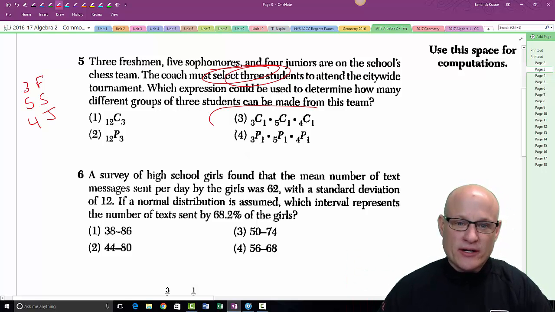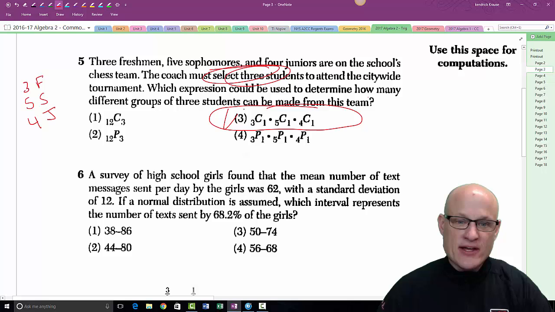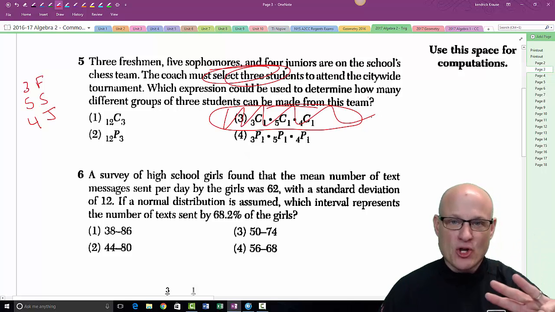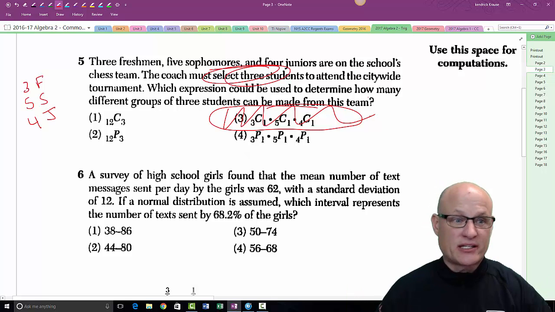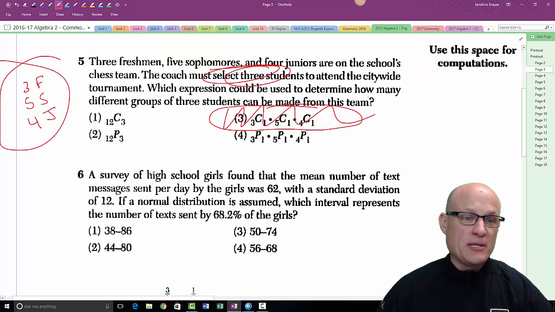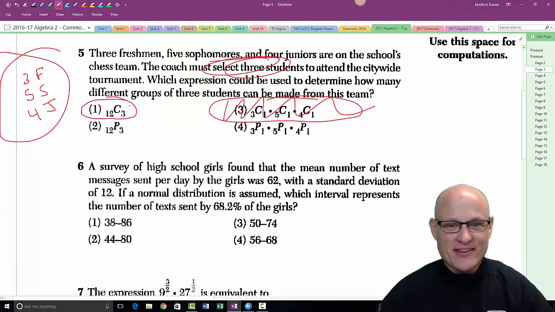It didn't say I had to select 1 junior. So if you selected this one, that would be if he said you select 1 freshman, 1 junior, 1 sophomore. No, that's not what they said. They just said 3 people on the team, and it doesn't matter where they come from. So you're just randomly selecting 3. Well, there's 12 people here, and I want to choose 3 of them. And if it doesn't make any difference how I choose them, then that would be the right answer. Ooh, got it right. Love getting things right.